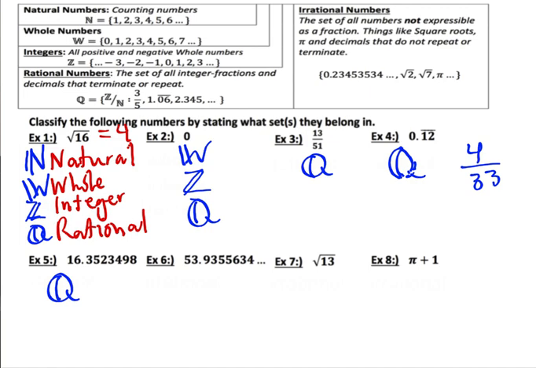53.9355634, etc. Well, that one keeps going on forever, according to the ellipsis at the end, so I'm going to call it irrational. And then square root of 13, it's between 3 and 4, but since it's the square root of a non-perfect square, it is itself irrational.